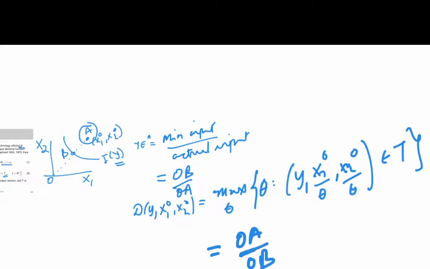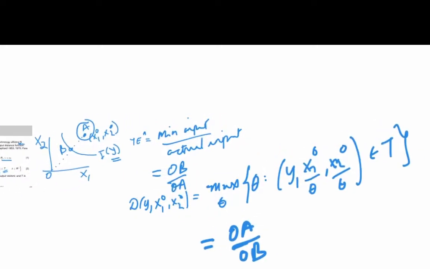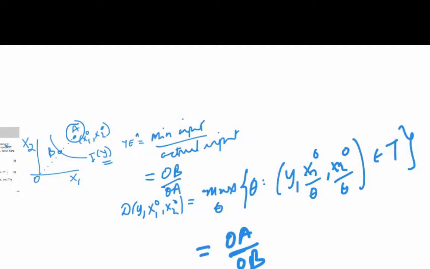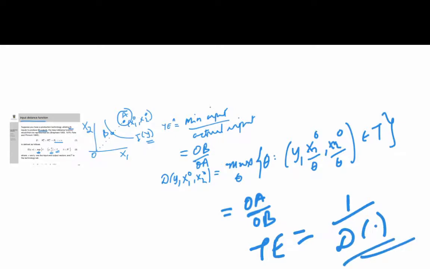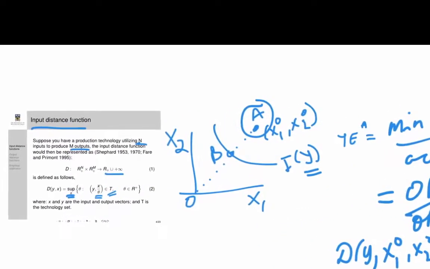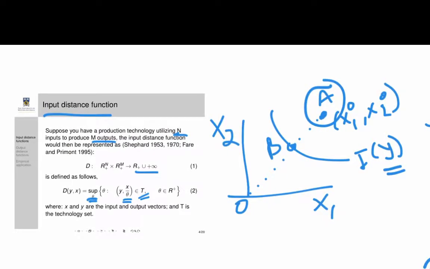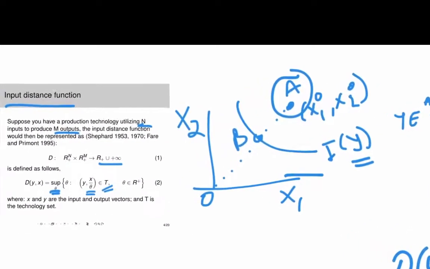So the distance function value, which gives us the maximum factor by which we could shrink our input vector and still be able to produce y, is the inverse of our efficiency measure. So we can simply write TE equals 1 over the distance function value in this case. So the mathematical definition we have here is a formal expression of what a distance function value is, but it's something that we have been already doing when we think of DEA and so on, and we are defining the technical efficiency as a ratio of the minimum to the actual input use. So that's the definition of a distance function.